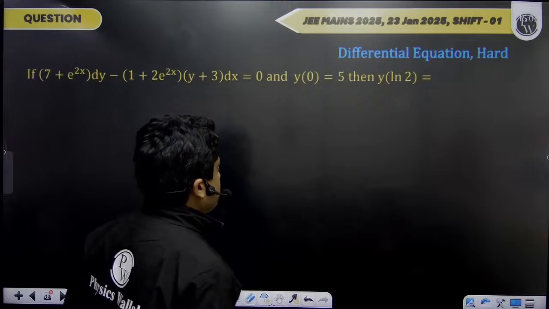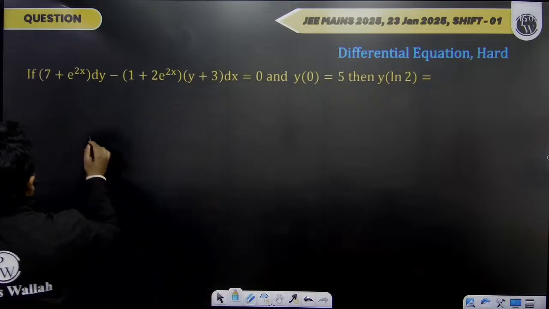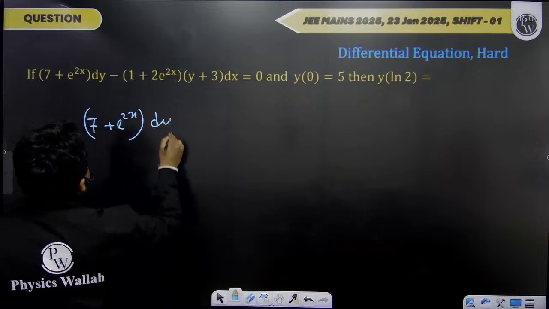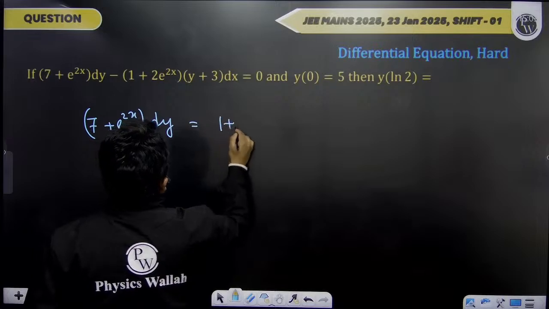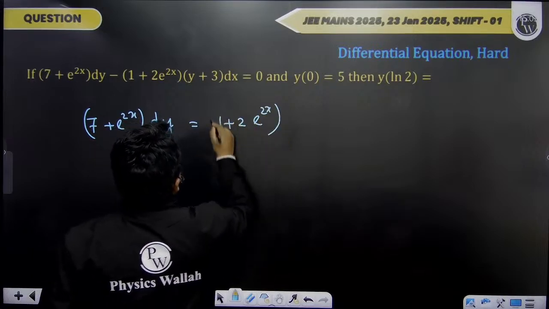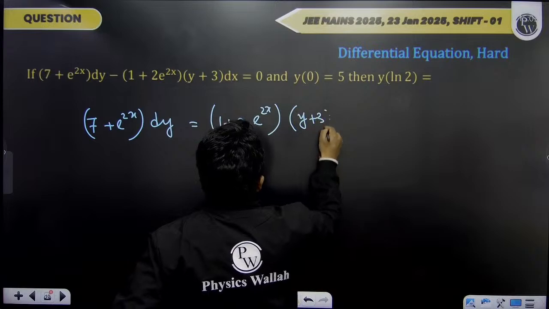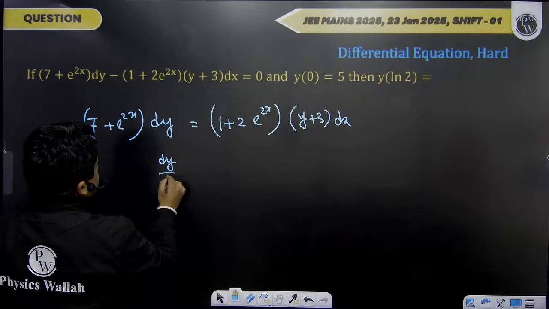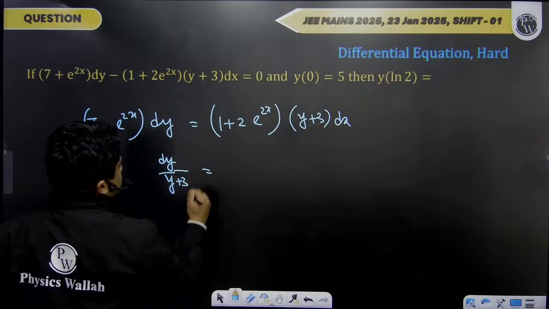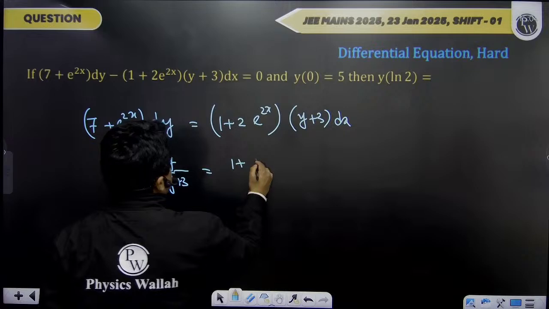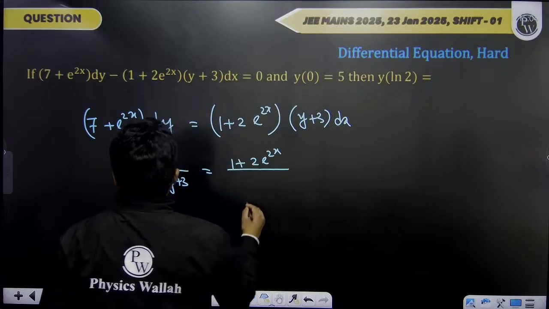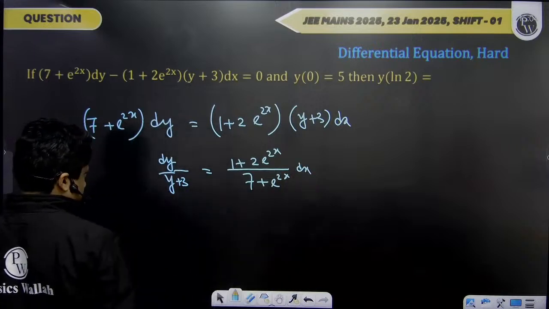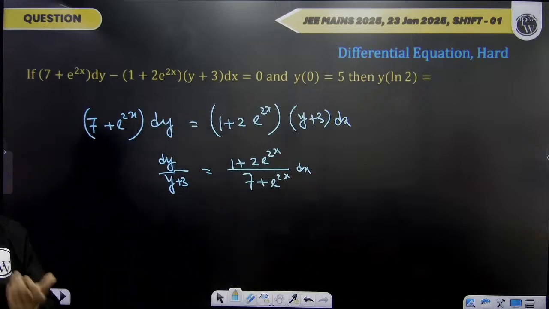Then y of log 2 equal to what? So (7 + e^(2x)) dy equal to, I can write it as, (1 + 2e^(2x)) (y + 3) dx. Alright, so I can write here dy/(y + 3) = (1 + 2e^(2x))/(7 + e^(2x)) dx, right? So now we will do it by the variable separable method.